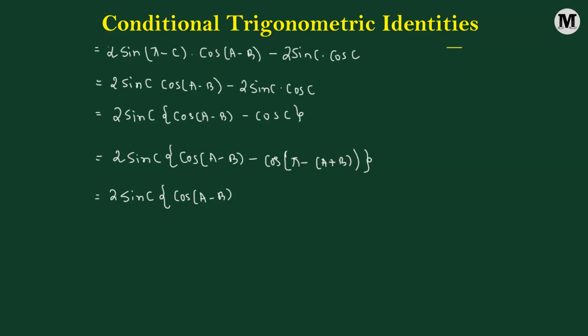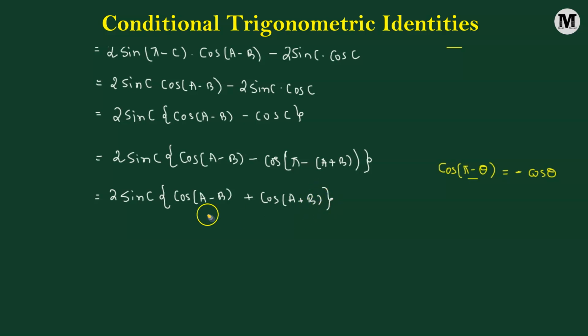So here we're going to use the fact that whenever we have cosine of angle pi minus theta, this is going to be equal to negative cosine theta. Now we have a negative sign here. That's because pi minus theta, as already mentioned, lies in the second quadrant where the cosine function is negative. So we can convert cosine of pi minus A plus B to positive cosine of the angle A plus B.